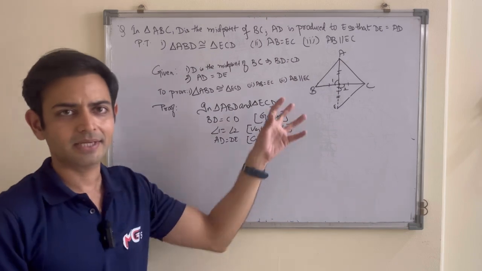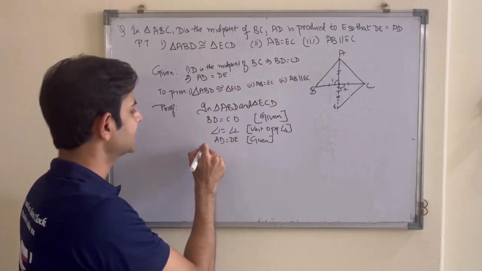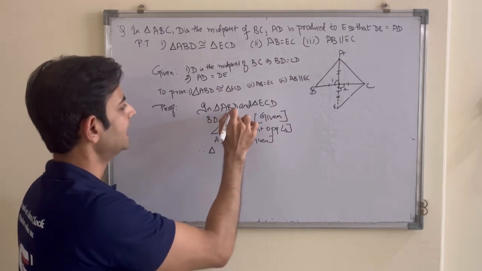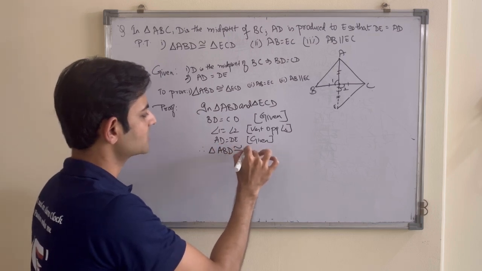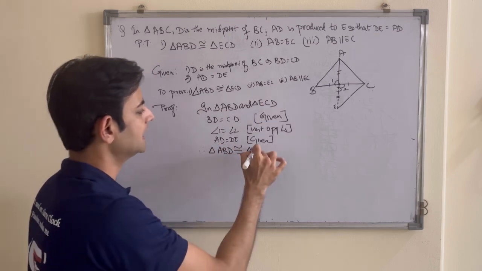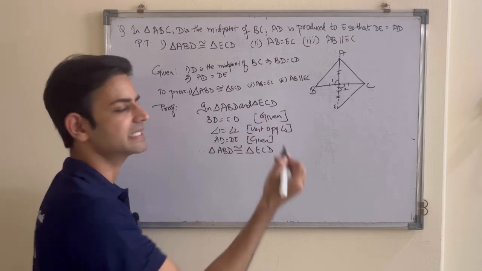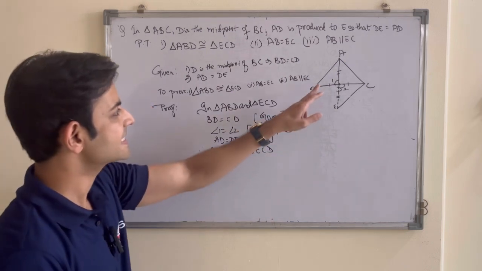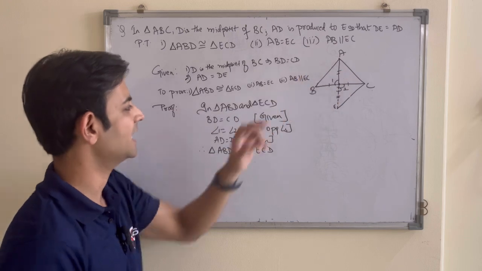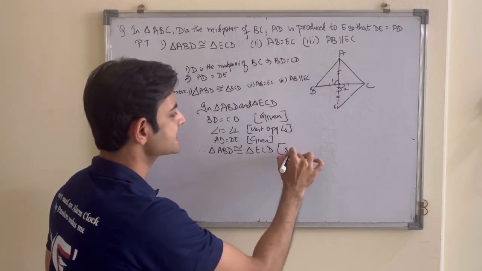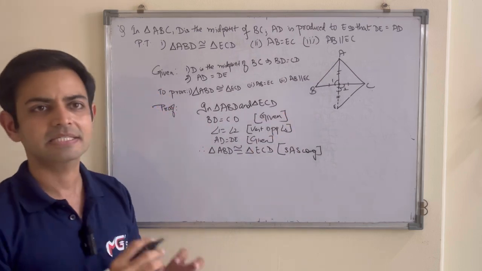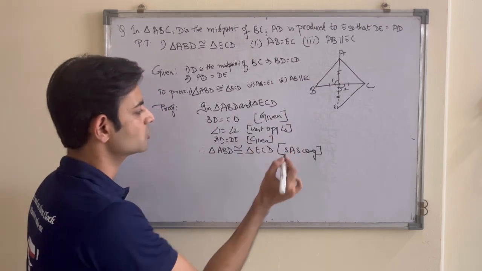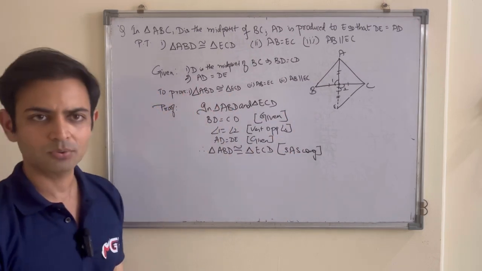So I have got the 3 criteria here. So I will say therefore triangle ABD is congruent to triangle ECD by side angle side. SAS congruency. The triangles are congruent. So my first part of the question is proved.